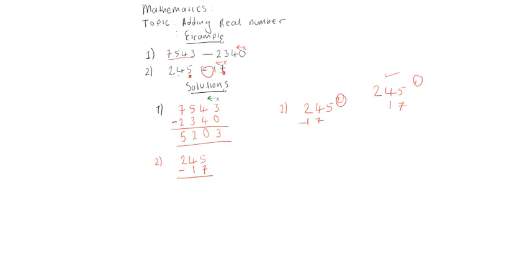To clear your mind, always remember when you're subtracting these numbers, this bigger number should be on top, subtracted from this smaller number. We're subtracting 17 from 245. Okay, so let us start.